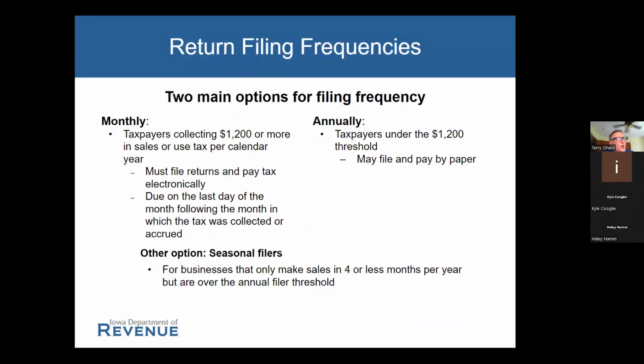There is also another status besides monthly. There is an annual status. And annual filers are those that are collecting, remitting less than $1,200.